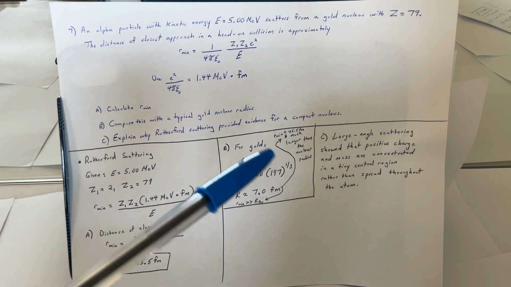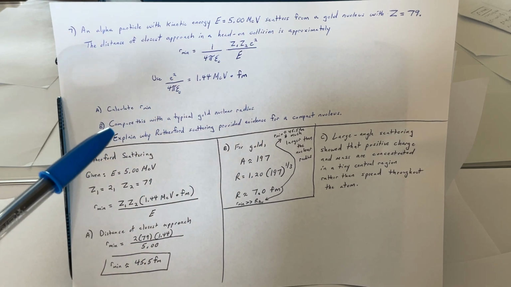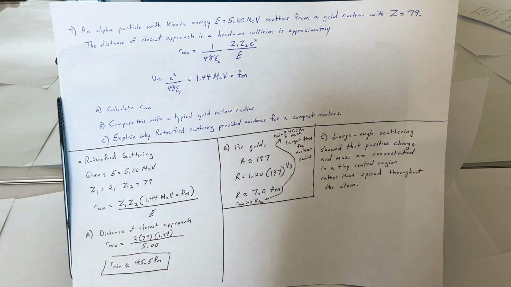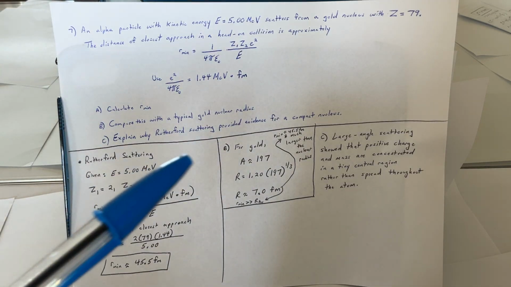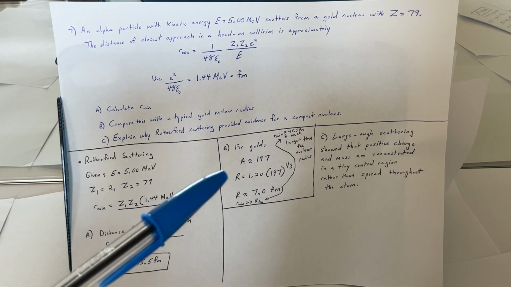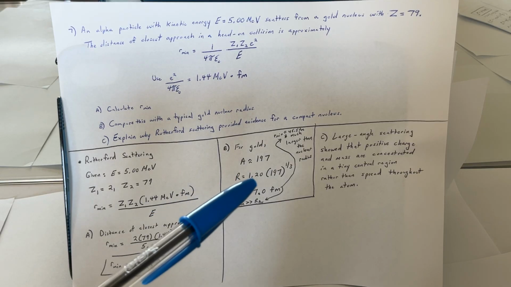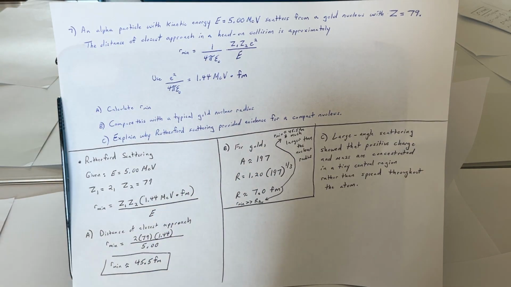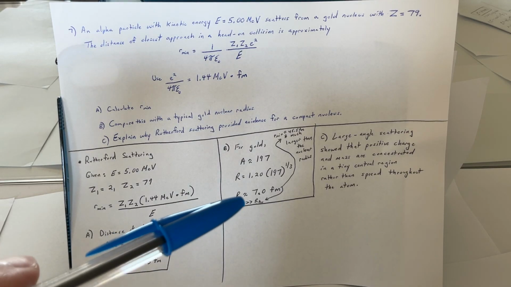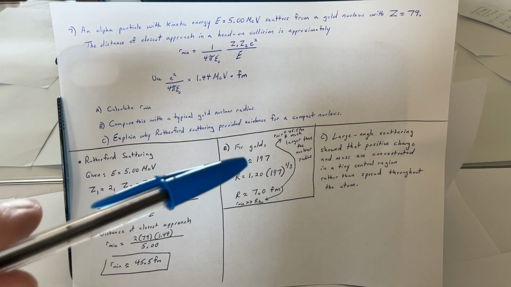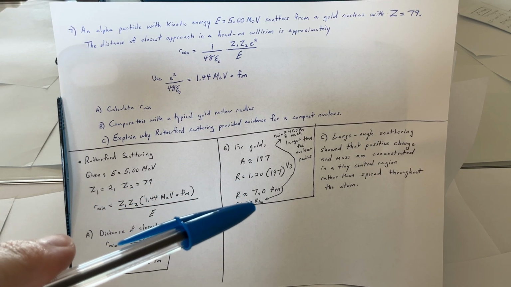Okay, so here, compare this for part B. Compare this with a typical gold nuclear radius. So for gold, our A is approximately 197. We take R equals 1.20 multiplied by 197 to the 1/3. So R is about 7.0 fm. And if we compare these two, this R sub min is much larger than the nuclear radius here.